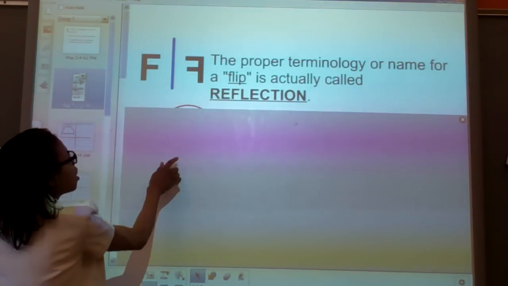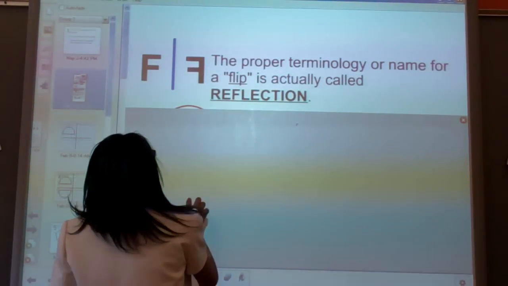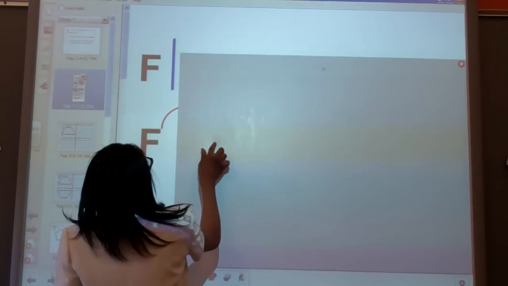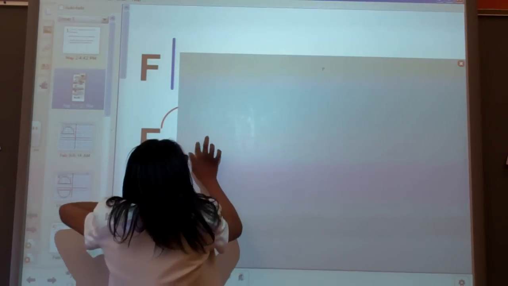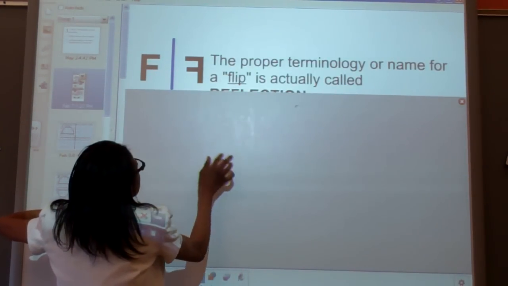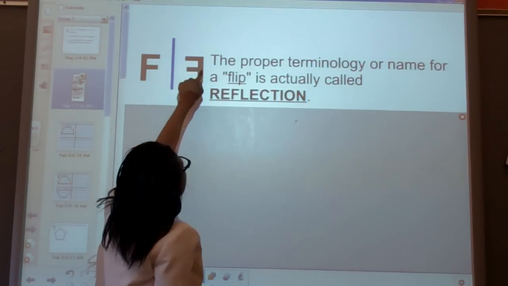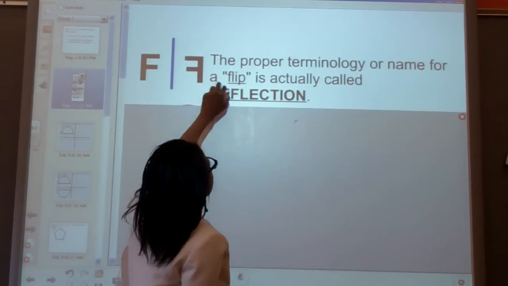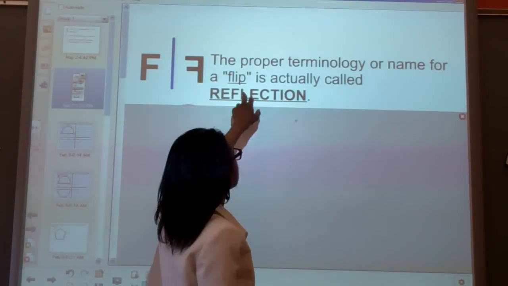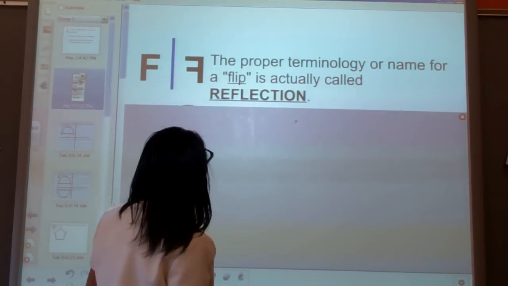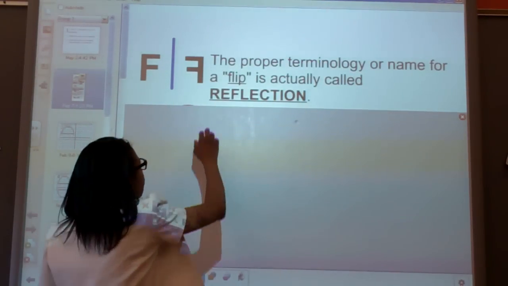earlier in class. We talked and we looked at some different things such as the word flip. Okay, so let's see here. If I have this first image F here and I decide to flip it over the blue line such that it now looks like this here. So I took the pre-image here, and I flip it over the blue line and now it looks like this. Well, the proper name or terminology for a flip is actually called a reflection. So we will not say flip, we will call it a reflection because that is the proper name, reflection.